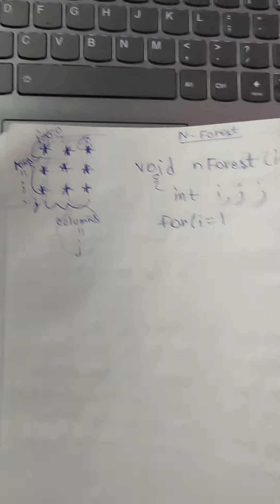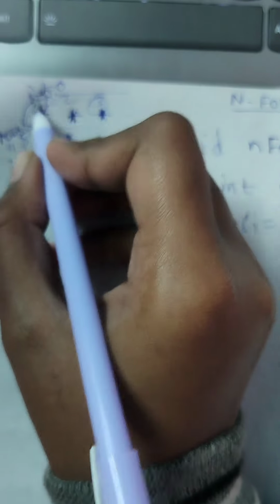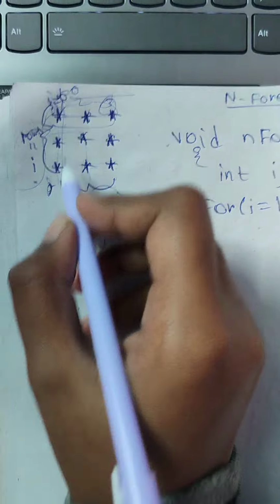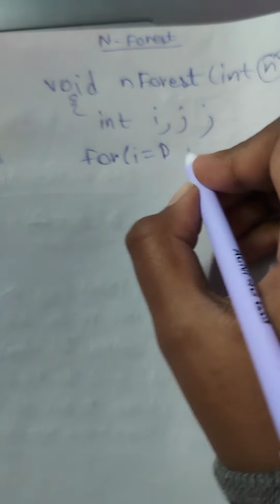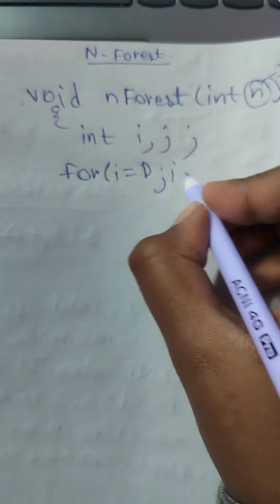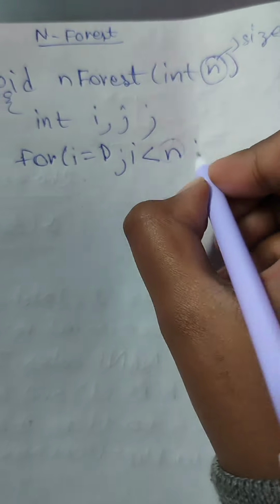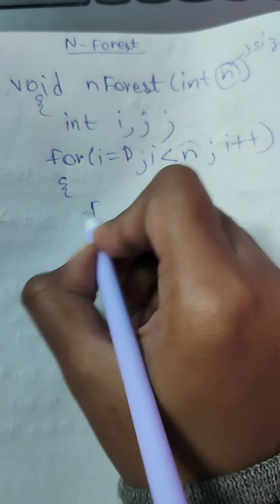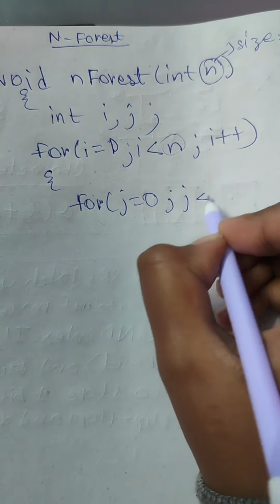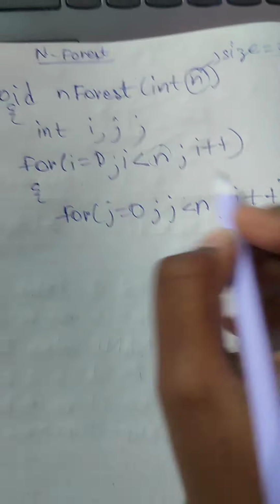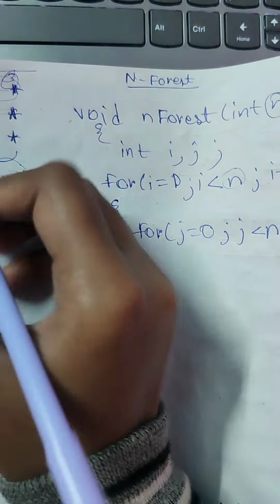How do we do this? i equals 0 and j equals 0. i is going like this and j is going like this, so j equals 0 and i is also 0. For i equals 0, how many times will it go? It will iterate n times, so i less than n and i plus plus. And for j equals 0, j less than n and j plus plus. Why j less than n? Because j is also running the same number of times, since it is of the same size. n into n size, same.